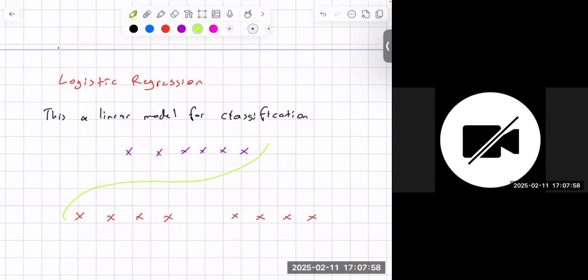So there are 2 lies in logistic regression. First, it's actually not a regression method. It's a classification method. Second, it's not really linear, but it's still called linear. So there are two lies to debunk about logistic regression.